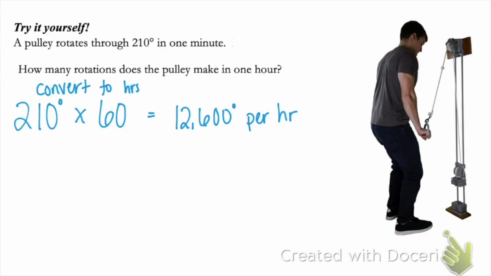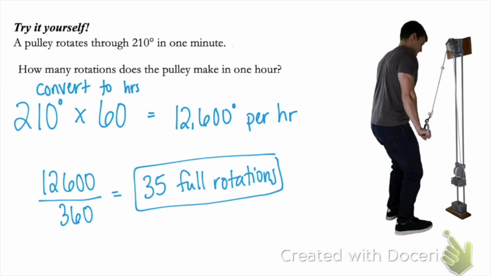The first thing that you needed to do was convert to hours. So we do 210 degrees in 1 minute. So if I multiply that by 60, since there's 60 minutes in an hour, that will tell me how many degrees it goes through per hour. Now the question is asking me how many rotations, so how many full 360 degree rotations are made in 1 hour. To get that final answer, I'm just going to take that 12,600 degrees, divide it by 360 degrees, and I get 35 full rotations in 1 hour.